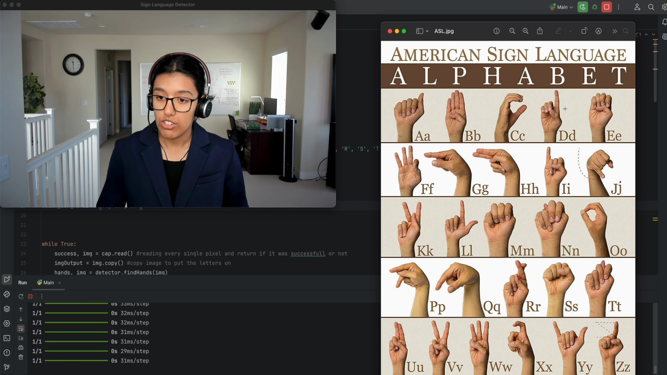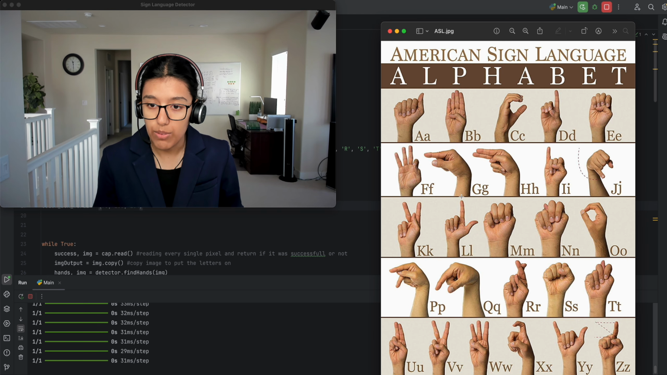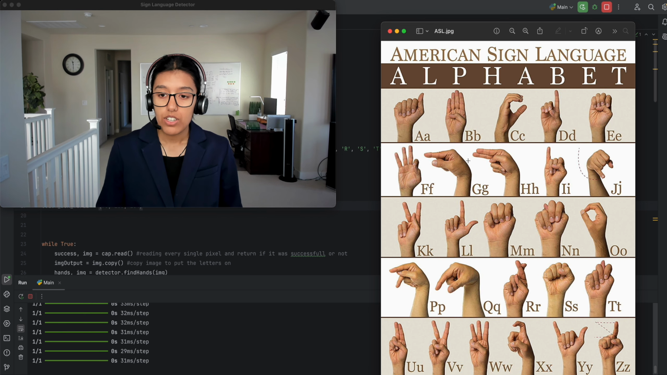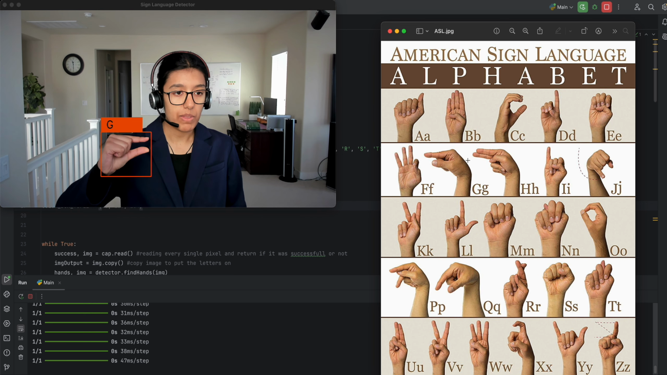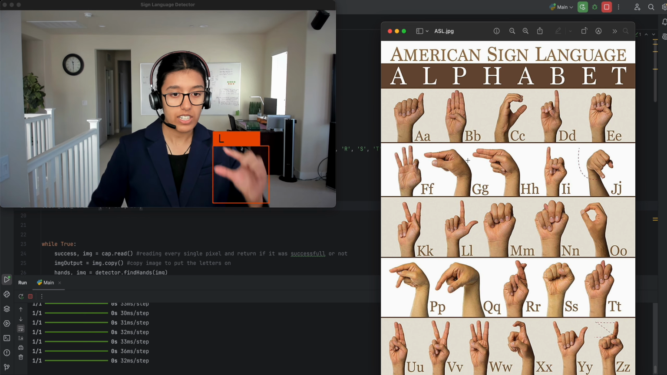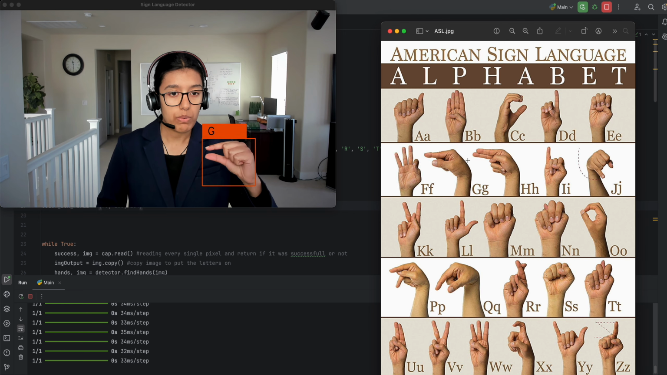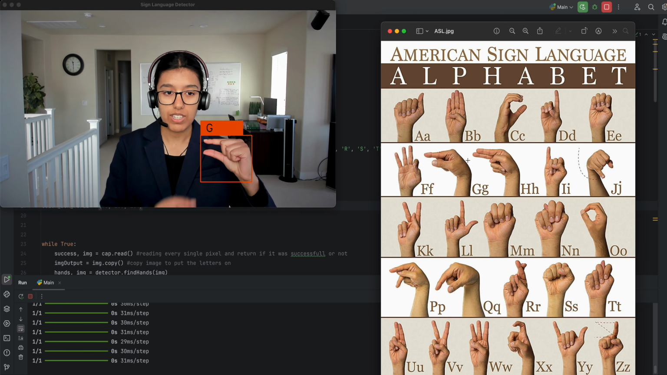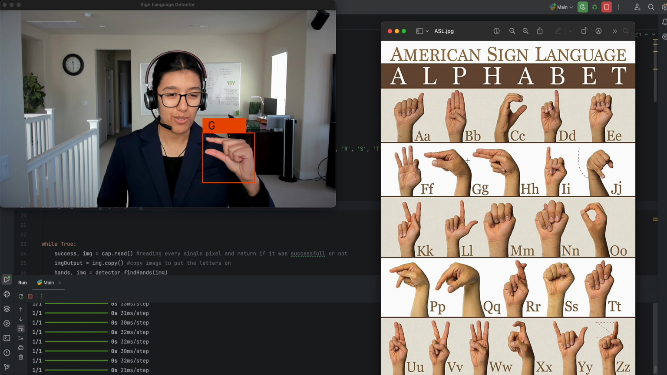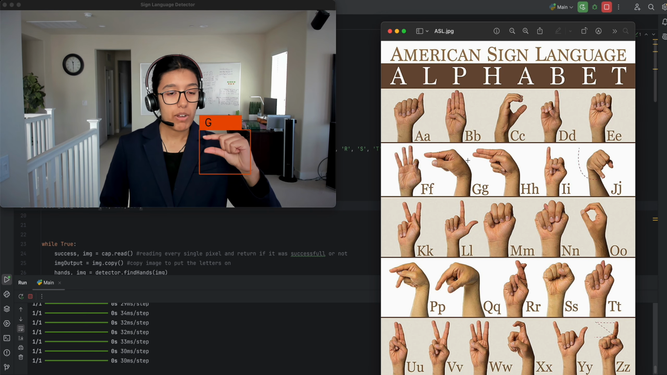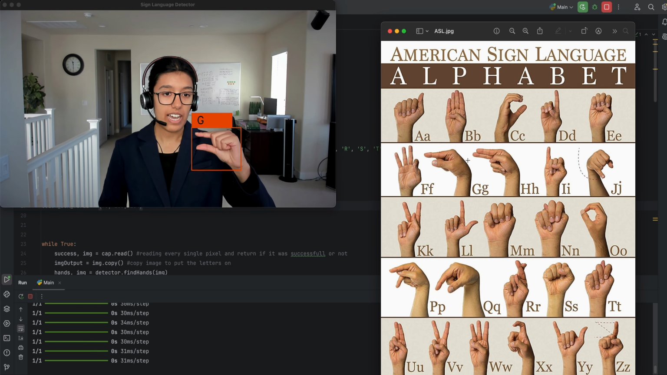Let's try the letter G. That'll be second row, second column. So we have G. G is going to look something like that. This is with my right hand. My left hand will be G. And you can see there was a little bit of discrepancy. It didn't know if it was J, L, or G, but eventually it's reaching the conclusion that this gesture is indeed G.